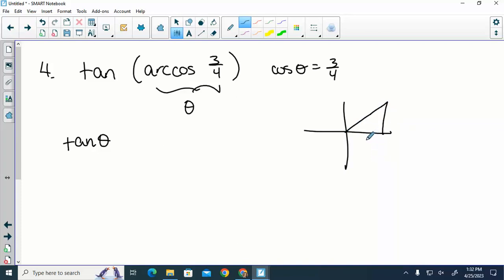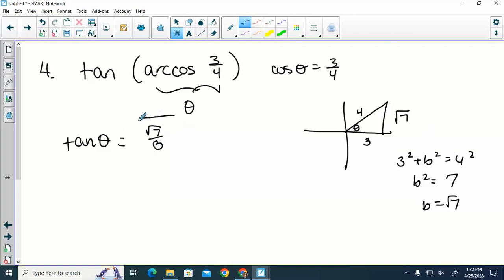You did cosine, so that's adjacent over hypotenuse. How did you find your missing side? So you get 16 minus 7, it's a positive, so we get the square root of 7. So then tangent, opposite over adjacent, was radical 7 over 3.